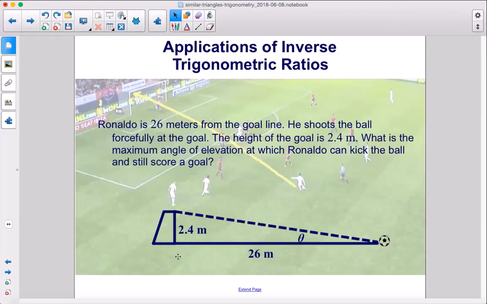Ronaldo is 26 meters from the goal line. He shoots the ball forcefully at the goal. The height of the goal is 2.4 meters. What is the maximum angle of elevation at which Ronaldo can kick the ball and still score a goal?